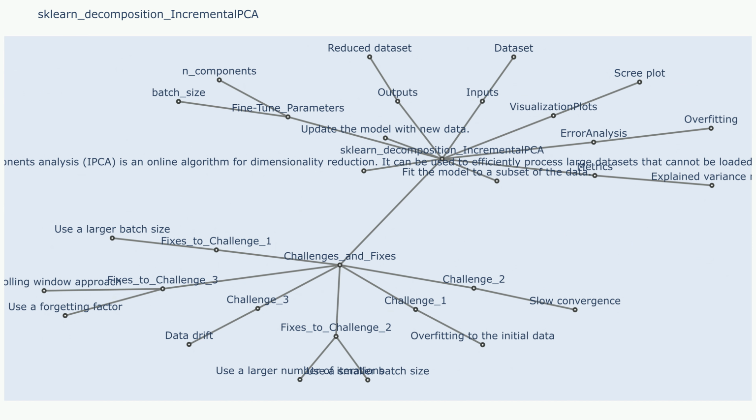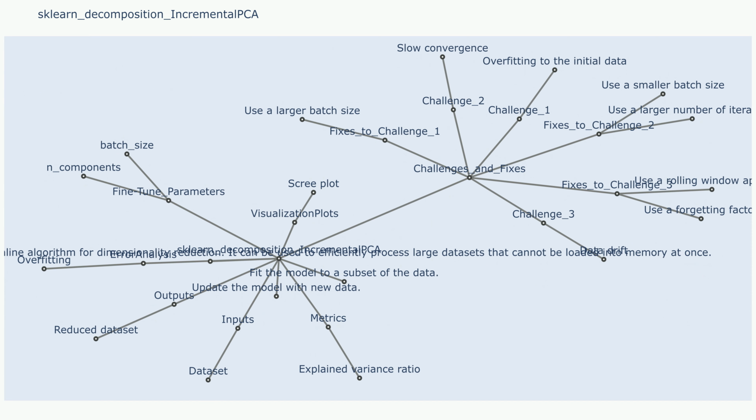Challenge 3. High computational cost. Processing large datasets can be computationally expensive, especially for a high number of features. Sample use case. Analyzing images with millions of pixels. Fixes. Use a smaller number of components to reduce the dimensionality. Consider using a GPU for accelerated processing. Employ techniques like feature selection to reduce the number of features before performing PCA.